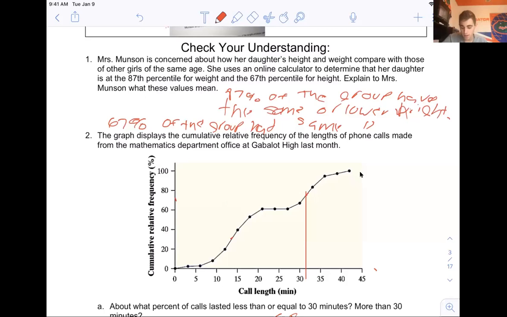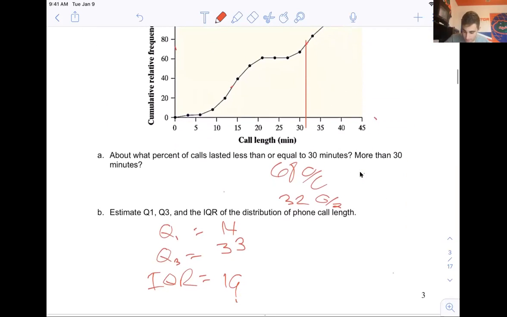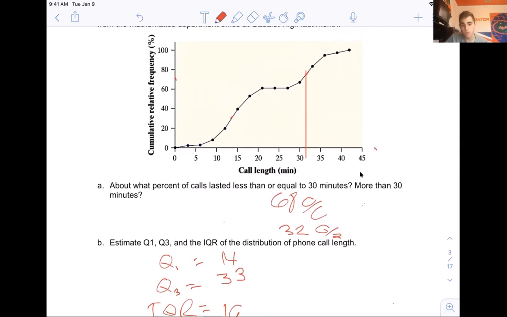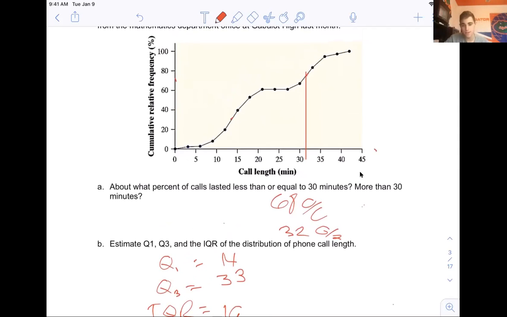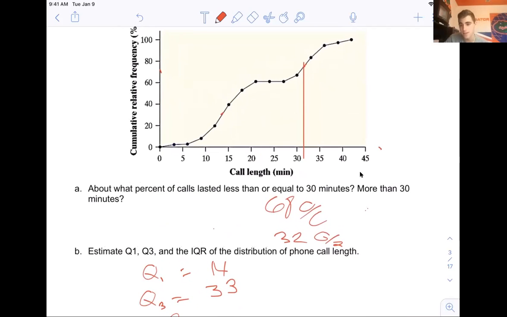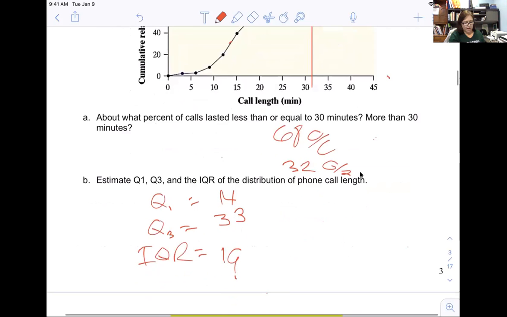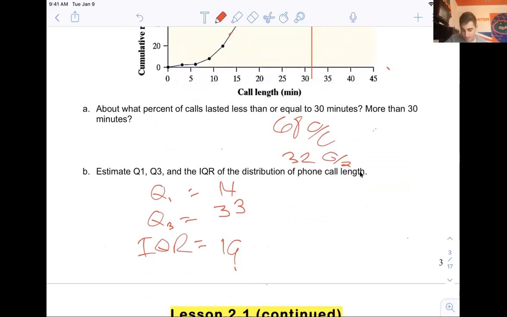I did it. So I got that roughly 68% of phone calls lasted less than or equal to 30 minutes, and 32% lasted more than 30 minutes. Okay. Those numbers should add up to 100%, right? Yep. And yours do, so that's good. And then estimate the Q1, Q3, and IQR. So for Q1, I estimated roughly 14. Q3, I roughly estimated 33. And then the IQR, I did 33 minus 14 to equal 19.